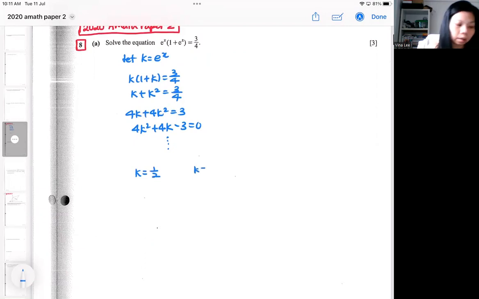So the trick will be, if you are using the method of substitution, don't forget to replace that. So your substitution should be written. Ultimately, your job is to find x, not to find k. So k is just something intermediate.